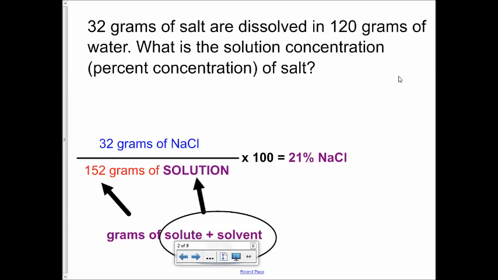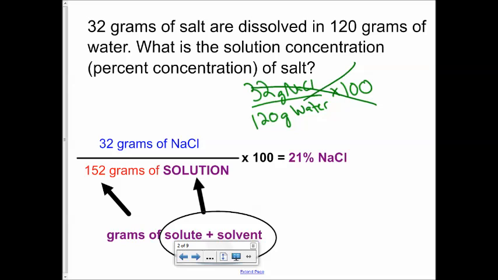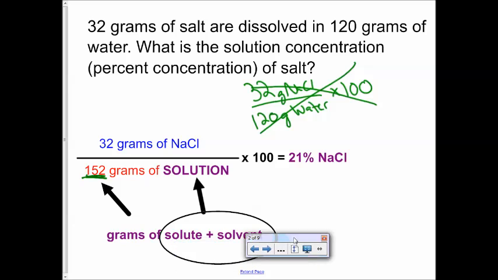So here's kind of an example problem. 32 grams of salt are dissolved in 120 grams of water. What is the solution concentration as a percent of salt? Well, what a lot of students start off doing is they're just like, oh, I'll take 32 grams of NaCl divided by 120 grams of water, and I'm just going to take that times 100. Well, the issue is if I need to know what percent my NaCl is, I need to count my NaCl as part of the weight. So you actually cannot do that, because there's 152 grams of solution. The total mass in that beaker is going to be 152 grams, because solution is your grams of solute plus your grams of solvent.